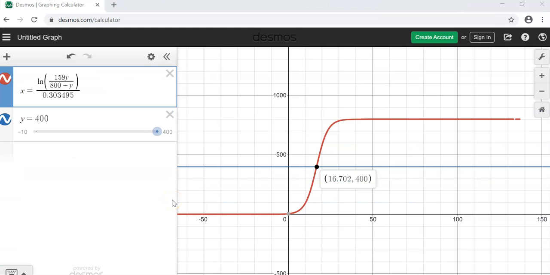Now remember, because we've integrated with respect to n instead of with respect to t, we're actually expressing this in terms of the independent variable. So that's why I've put x is equal to this particular function. And we can see here that when my population is equal to 400, that's going to be after about 16.7 days, just as we predicted from our calculations.